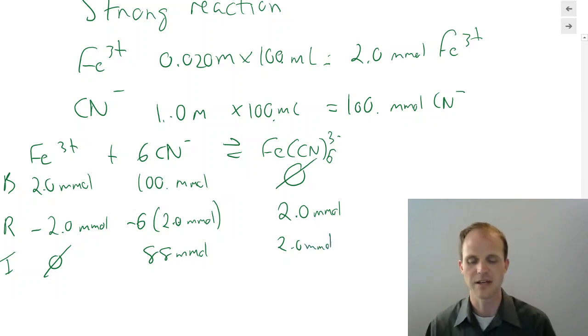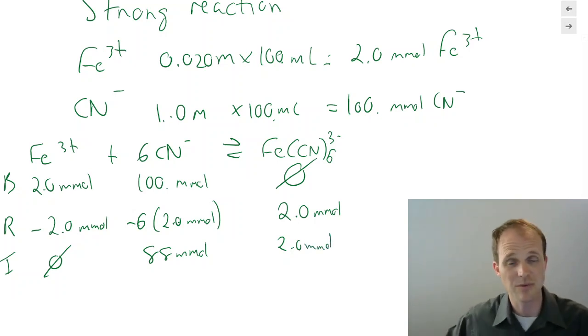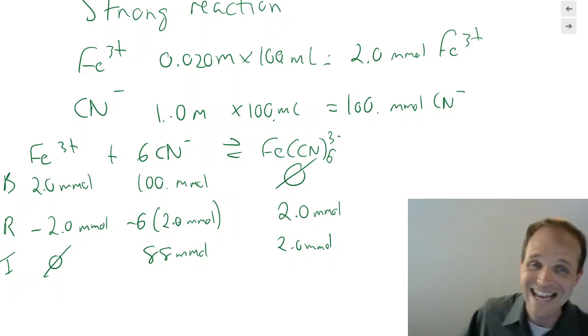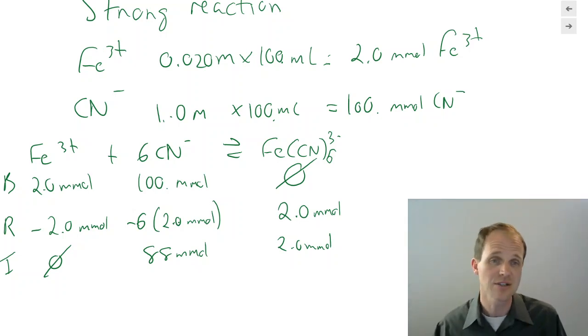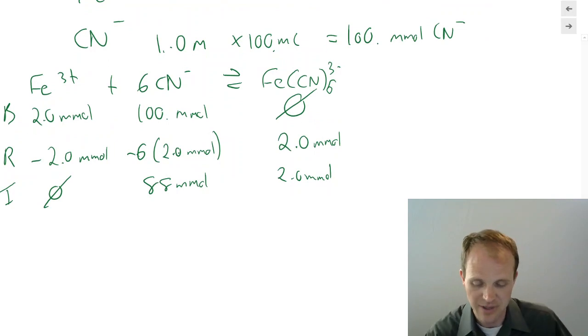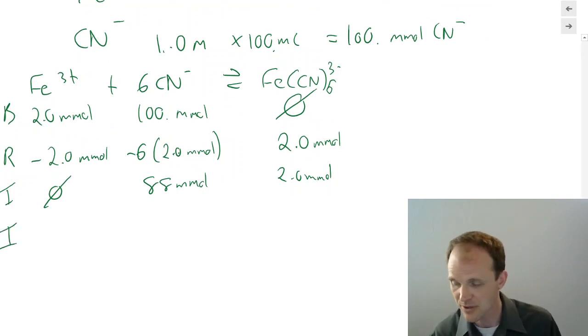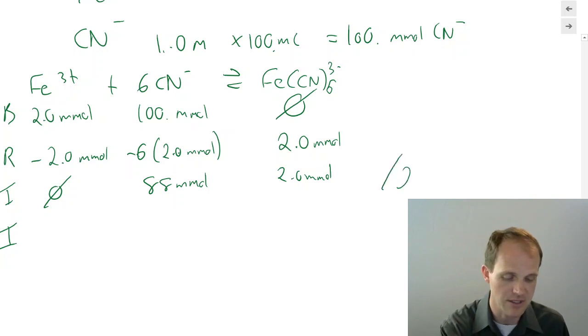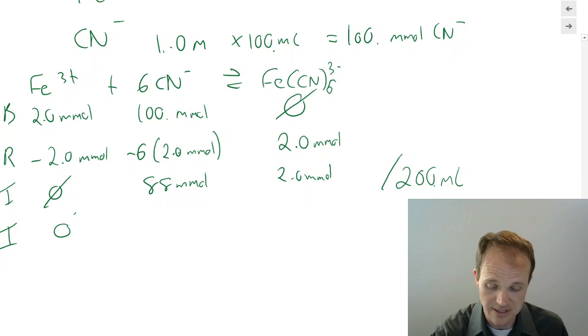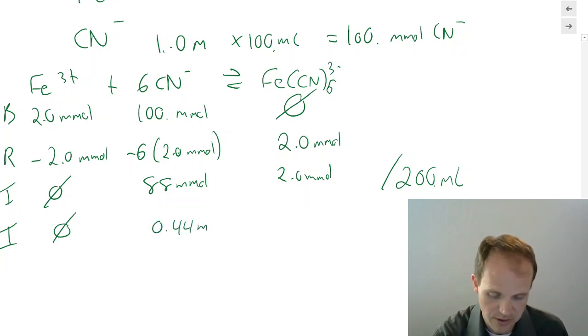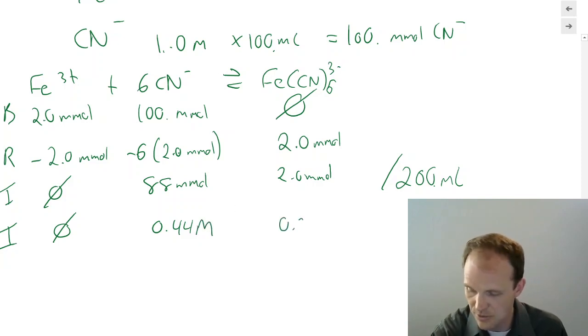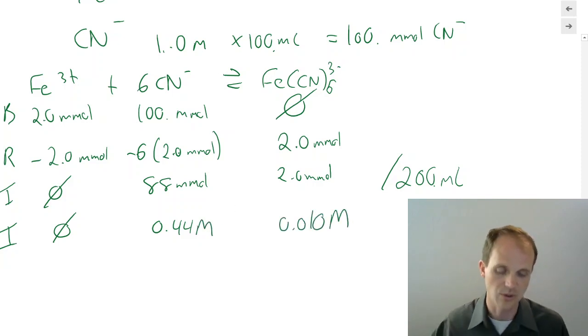Now you remember, oftentimes we do the BRI part in millimoles when we've got volume changing, but in an ICE table, it's really nice to have molarity, so we're going to convert this back into molarity. We're going to have 2 I lines. This is just converting into molarity. How do you convert into molarity? You divide by the total volume. So each of these is going to be divided by 200 milliliters, and I still get 0, and I get 0.44 molar, and I get 0.010 molar.